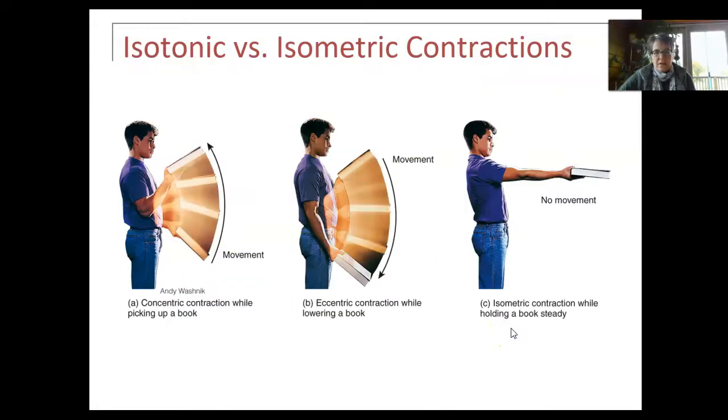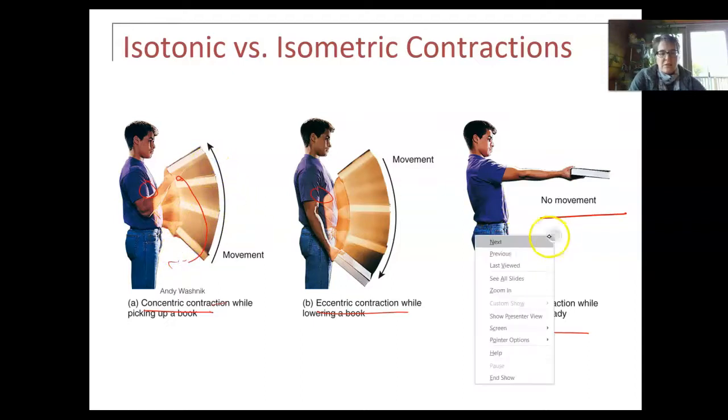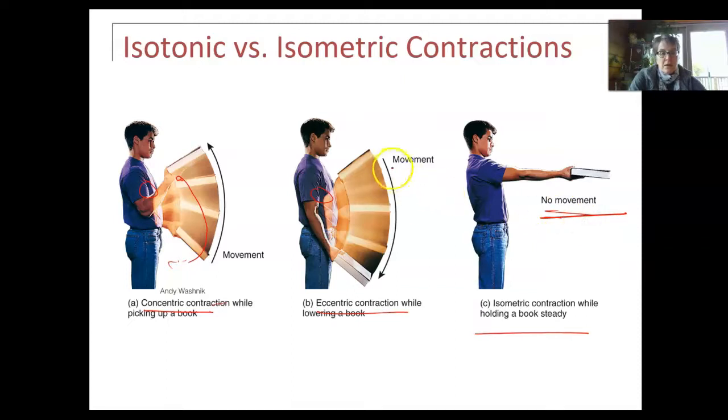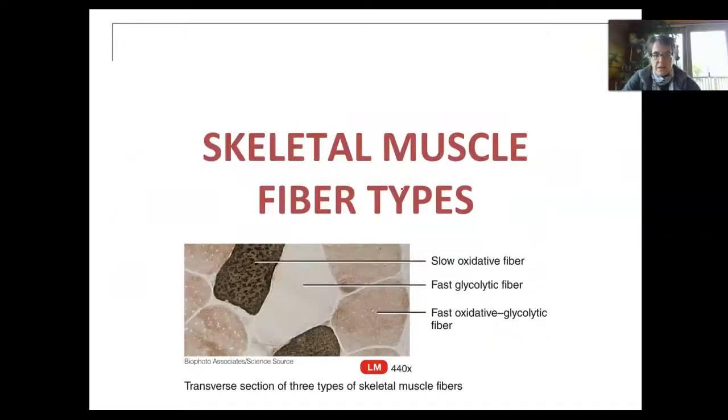Let's see. So what is this guy holding a book? No movement. If he's just holding it out, isometric. Movement down, lengthening. We're talking about the bicep. Lengthening would be eccentric by lowering. Concentric by raising it up, because we're just talking about the bicep muscle. So concentric to raise it, isometric to hold it, no movement, eccentric to lower it. Alrighty.